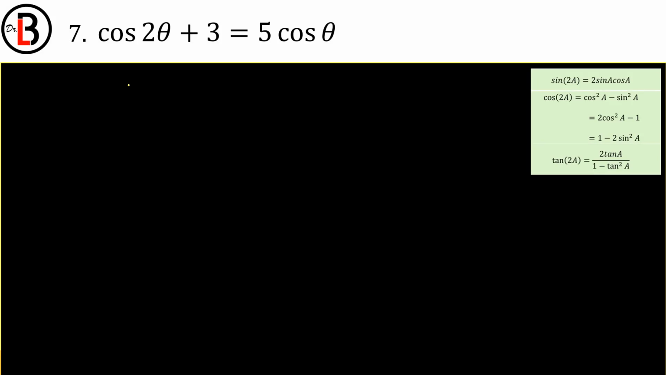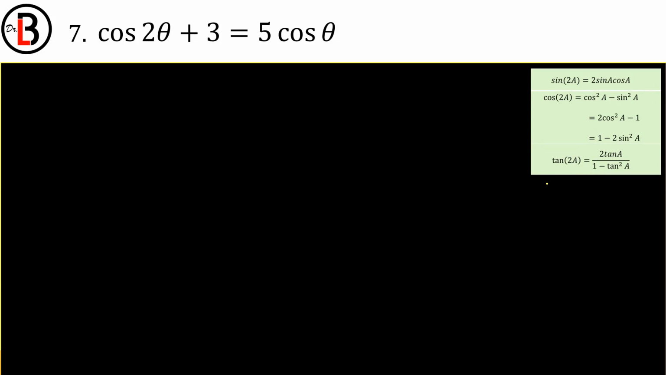So for this number, cosine of 2 theta plus 3 is equal to 5 cosine of theta. The thing is, you can't really just solve it immediately. Why? Because the first term is a function of 2 theta. The other term is just theta. So we have to make them be the same. If it's theta, just theta. If it's all 2 theta, it has to be 2 theta. So let's look at this.